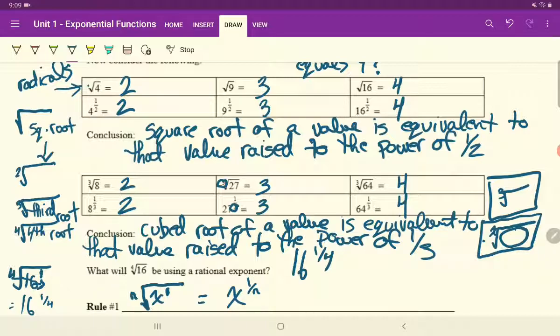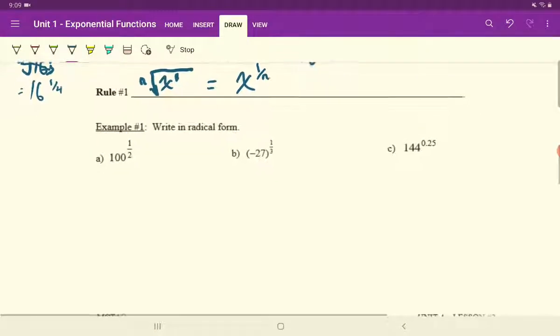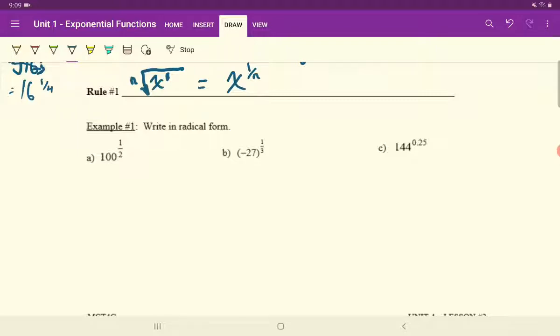That's our rule. So what we're going to be doing is converting back and forth from rational exponents to radicals, and then back potentially to rational exponents. Let's try some examples here.